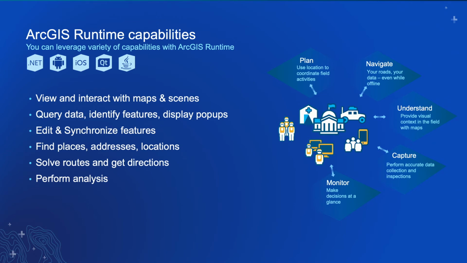Now, the runtime comes in a number of different SDKs. We have an SDK for .NET developers, iOS, Android, Qt, and Java. But the capabilities are the same across all these SDKs, and even the programming patterns, practices, and concepts are the same. That's because we all build on a common native core. So you as developers don't have to relearn it when you move from one SDK to another, because many times you will be building on more than one platform.